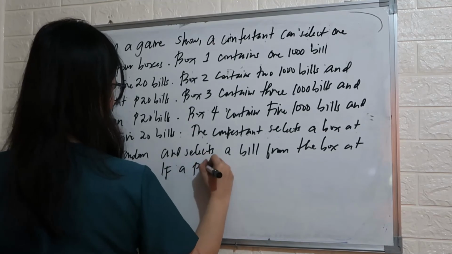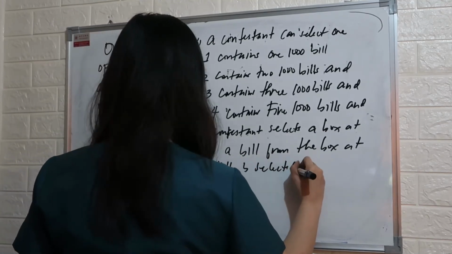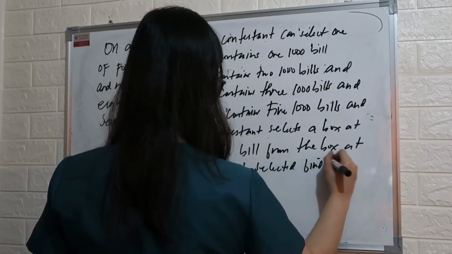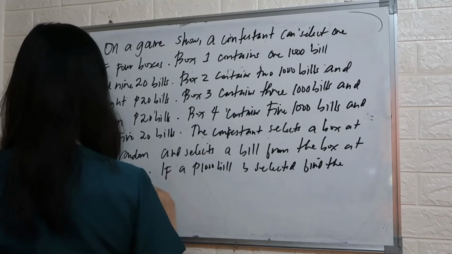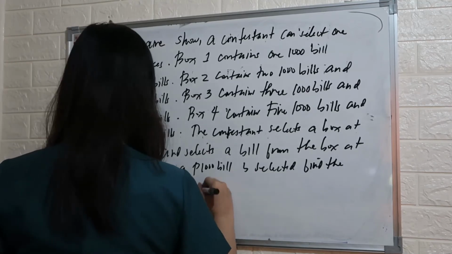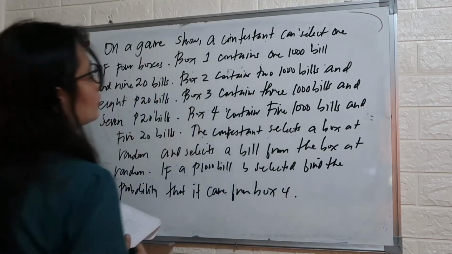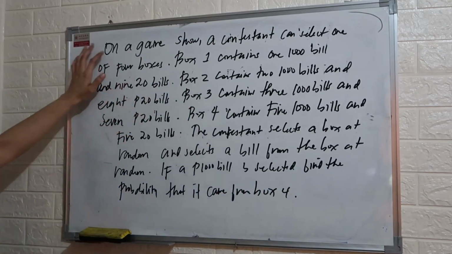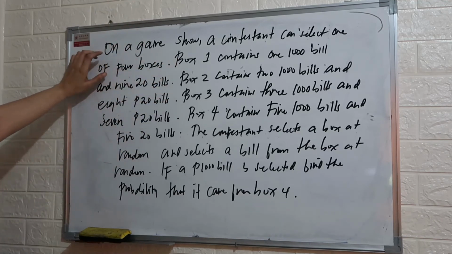If a 1,000 bill is selected, find the probability that it came from box 4. Okay, so I repeat the problem. On a game show, a contestant can select one of 4 boxes.